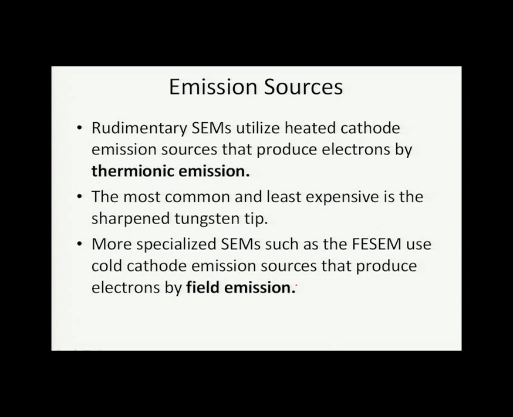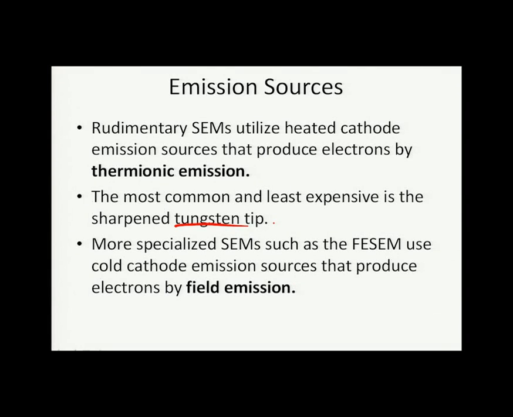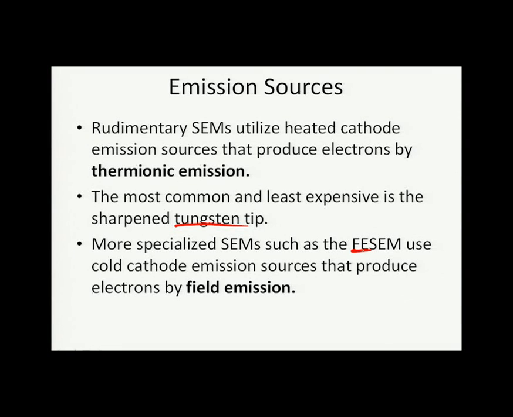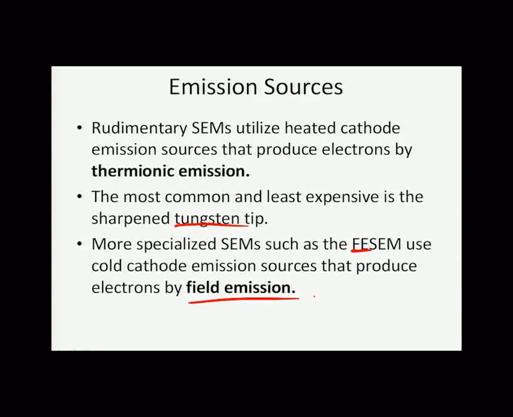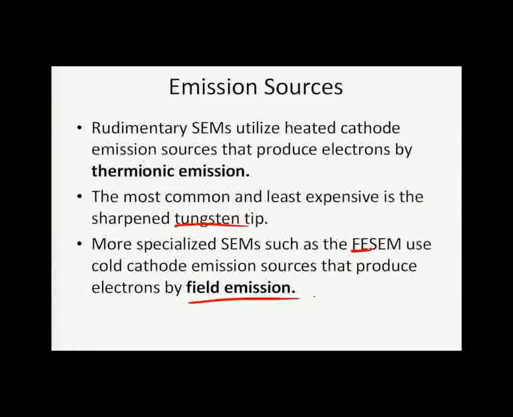The most common and least expensive type of thermionic emitter is the tungsten tip. And more specialized SEMs, such as FESEMs, or field emission SEMs, use cold cathode emission sources that produce electrons by field emission.